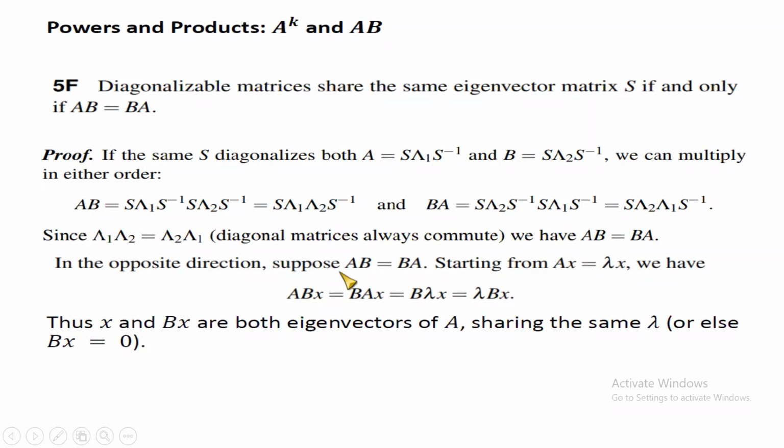In the opposite direction, suppose AB is equal to BA. Starting from Ax equal to lambda x, we have ABx equal to BAx equal to B lambda x equal to lambda Bx. Thus, x and Bx are both eigenvectors of A sharing the same lambda, or else Bx is equal to 0. So lambda will be the same. That means the eigenvectors will be shared by A and B if you have the property AB equal to BA.